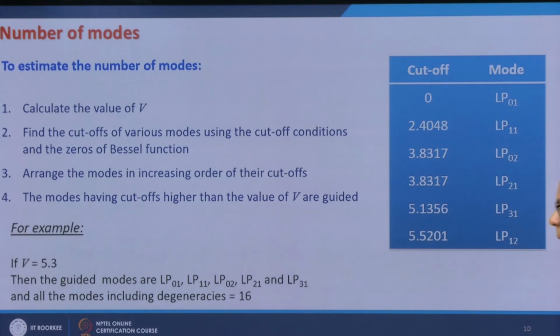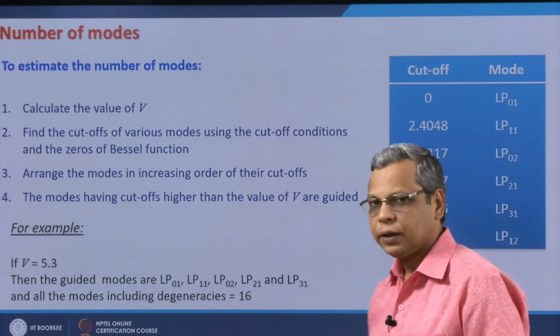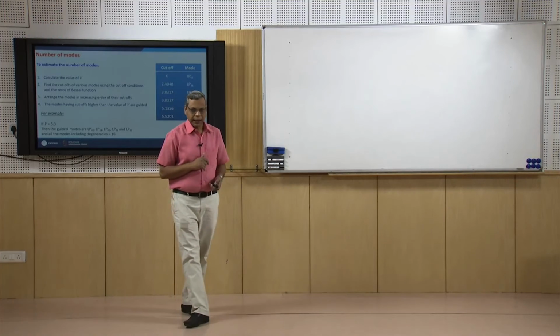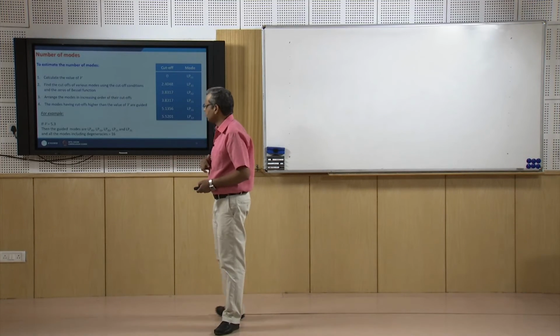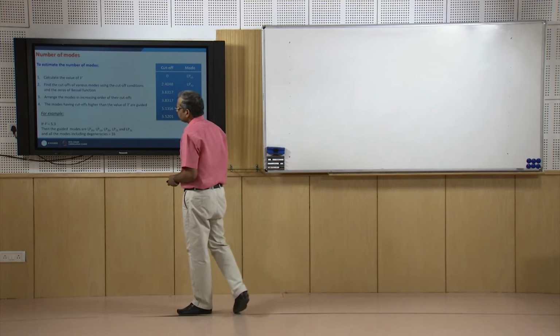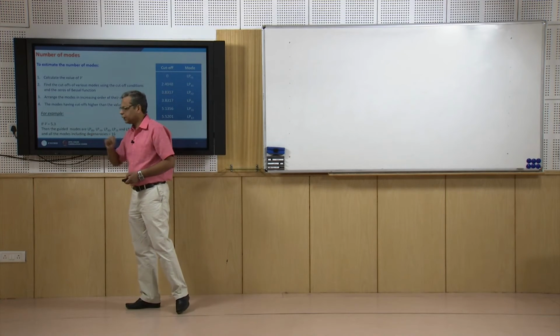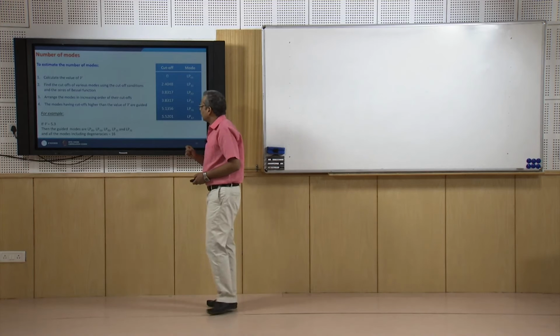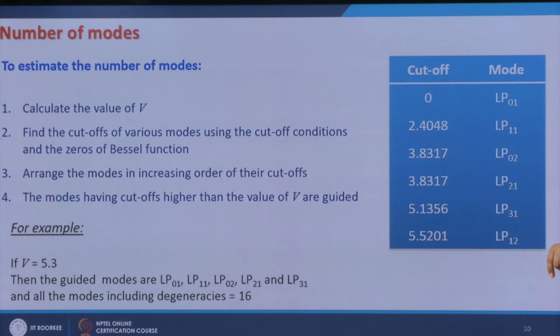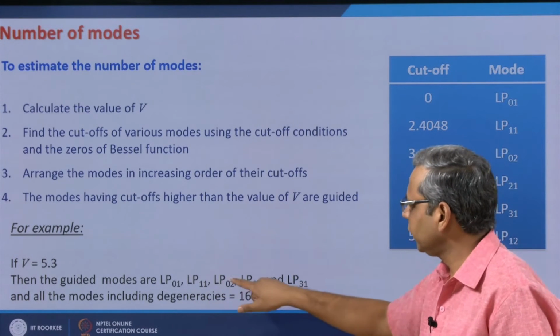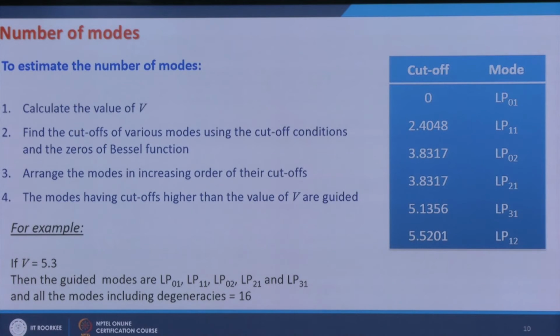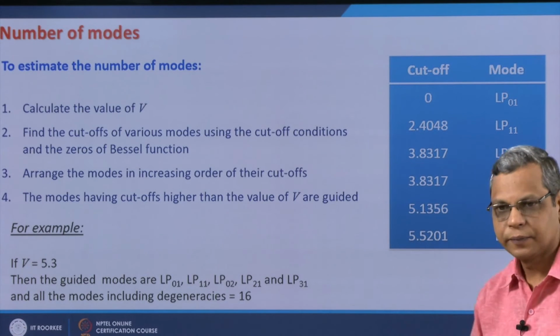Let me work out an example. If for a given fiber and given wavelength, I calculate the value of V and it comes out to be 5.3, then I locate this 5.3 in this table which is here and I count the modes below this. So, 1, 2, 3, 4, 5. So, these modes LP01, 11, 02, 21 and 31, these modes are guided.